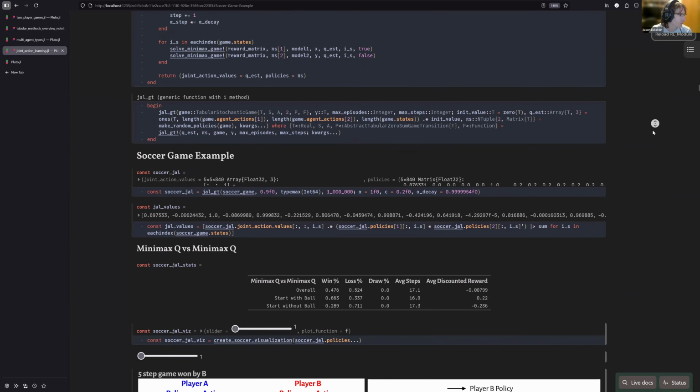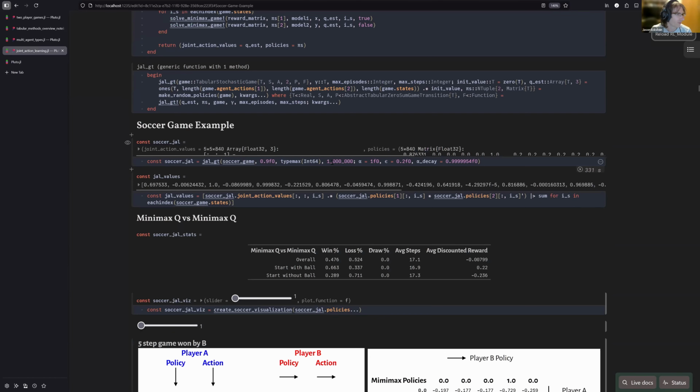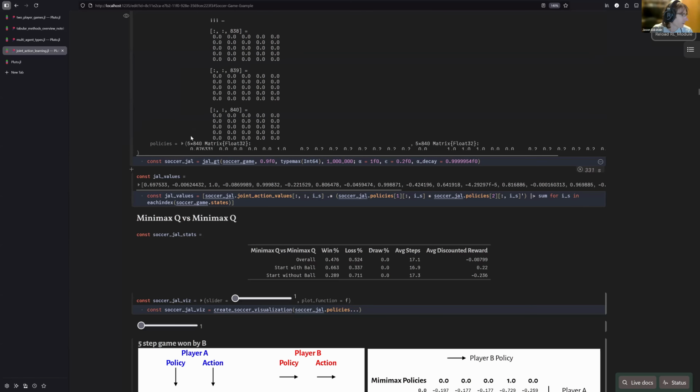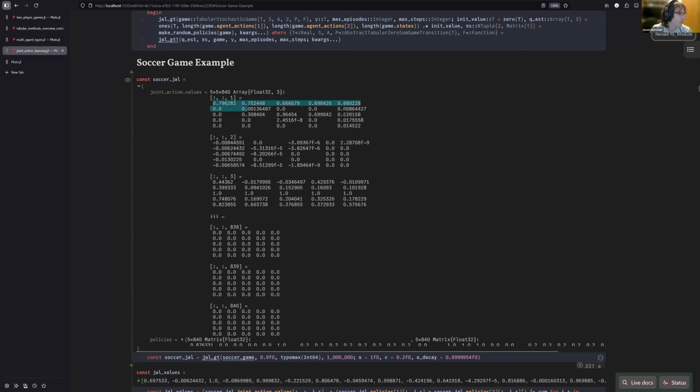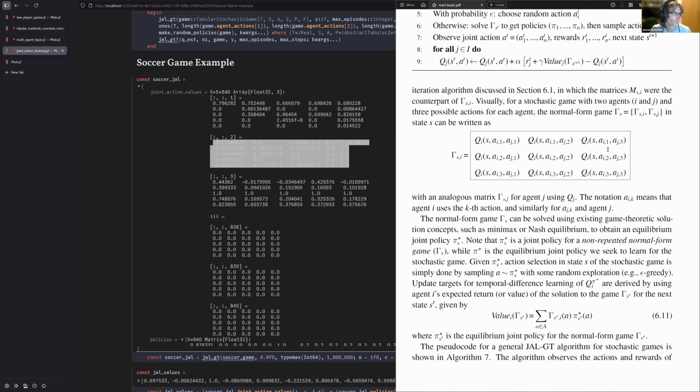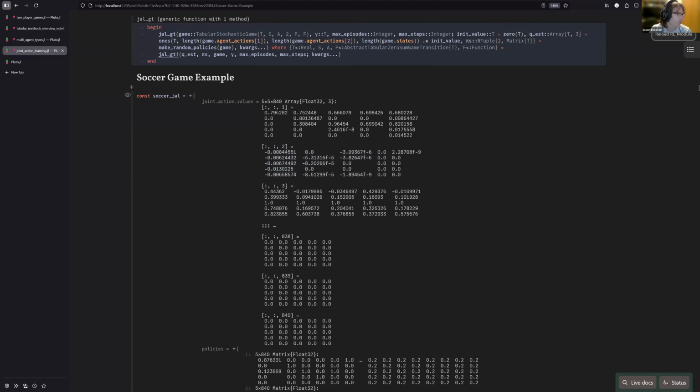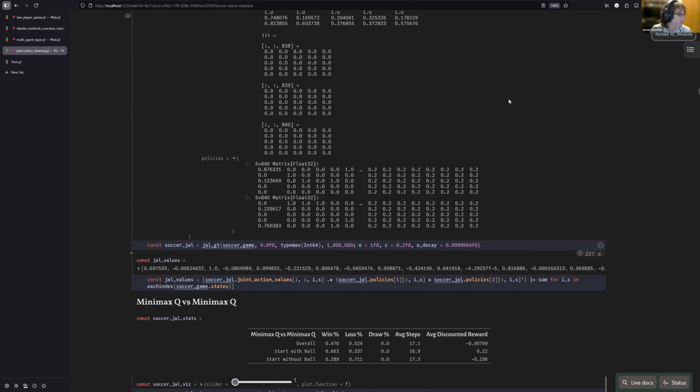So we can see now what this looks like with the soccer game. Here we have to say how many training steps we want to go through, and then we have learning rates here. This is being trained based on what it says in the book, to decay the learning rate over time. The result of running this algorithm is that now we have all these joint action values, and these values are the equivalent of the slices of the game that are shown here. And then the policy probabilities here are derived from these joint action values.